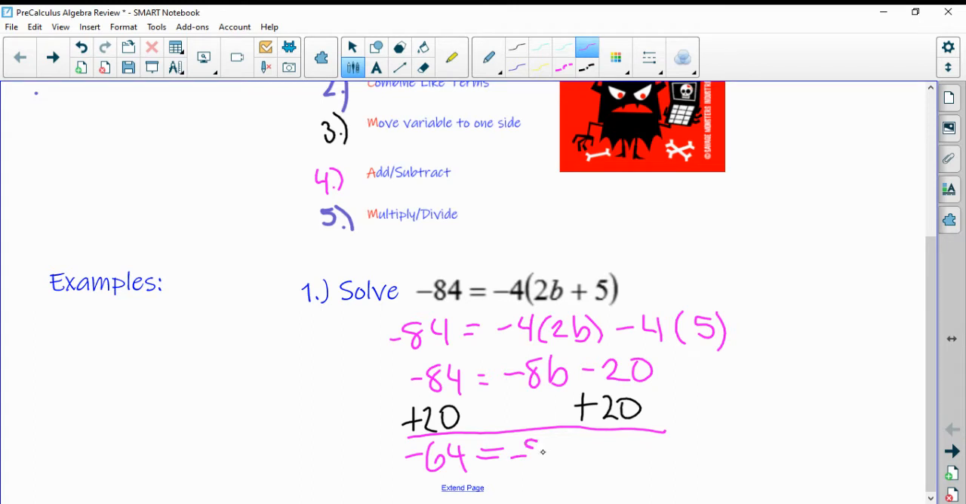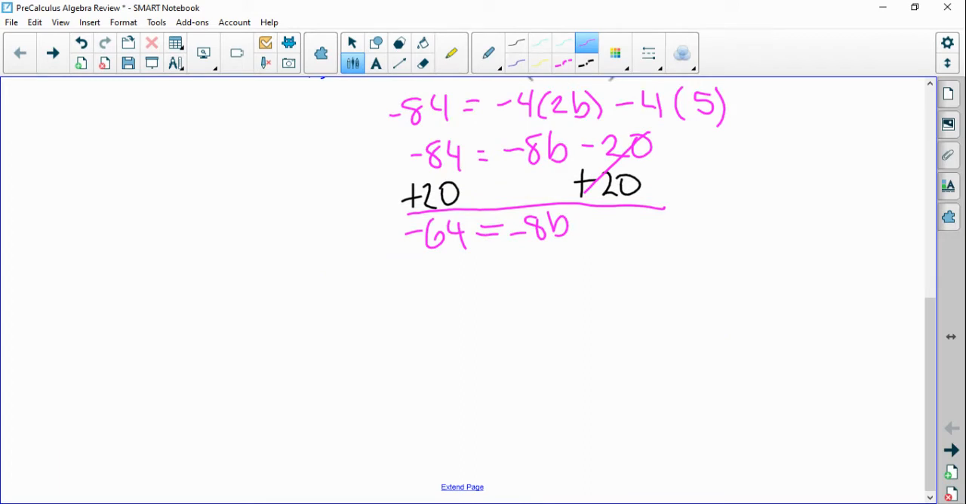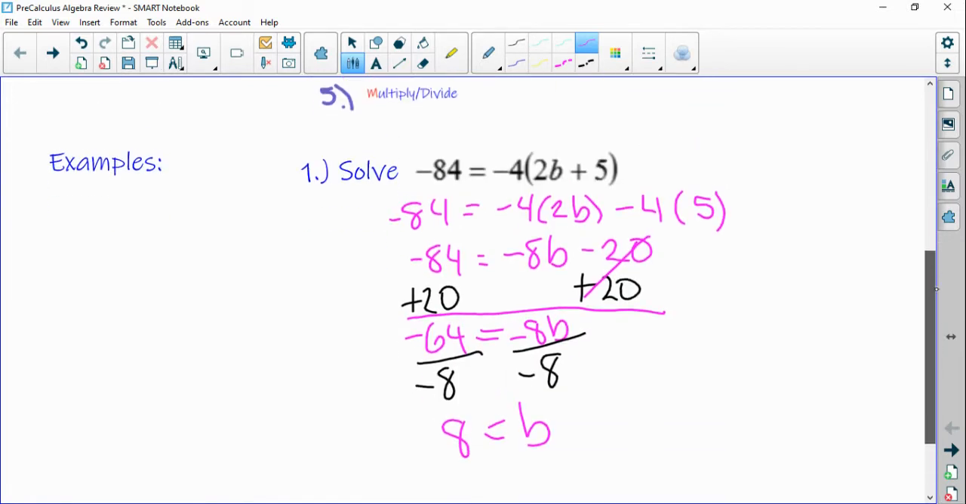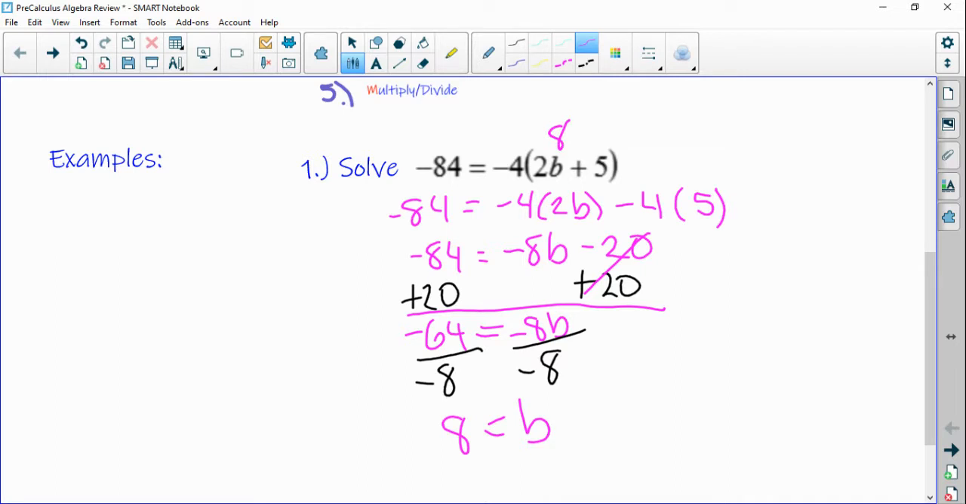And then we have a -8b. The 20 and the -20 cancel. And now we're going to divide by -8. So my result, -64 divided by -8 is 8. So my variable b is equal to 8, and we could check it. The way you check it is plug it back in. Okay, so now b is 8. 2 times 8 is 16. 16 plus 5 is 21. 21 times -4 is -84. Okay, that's our first example.